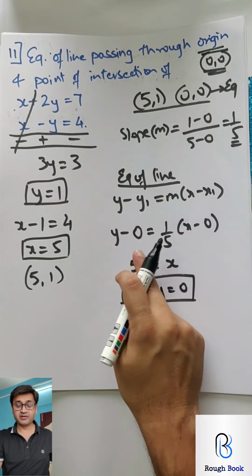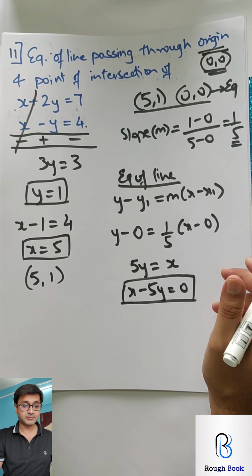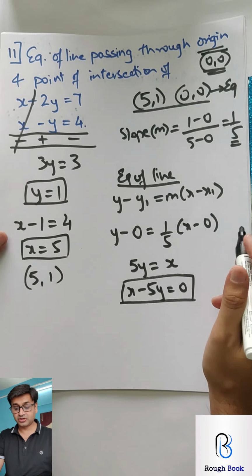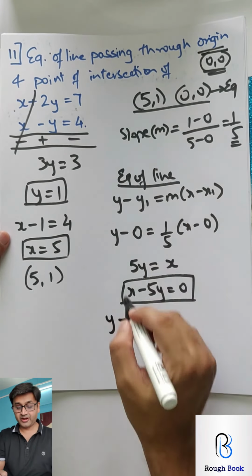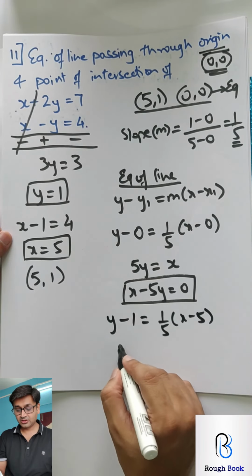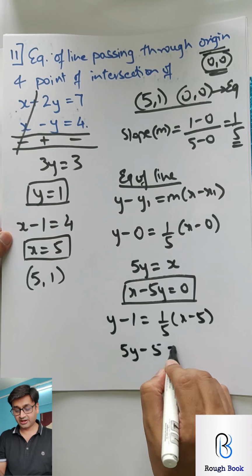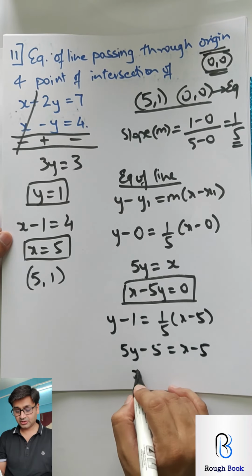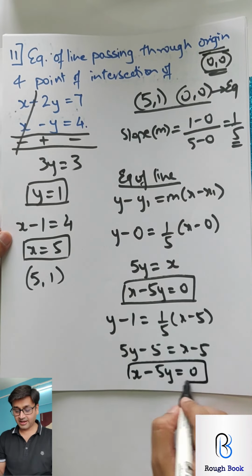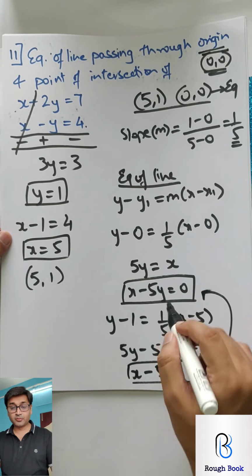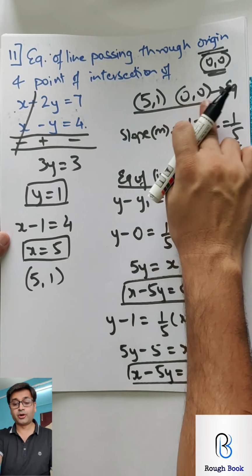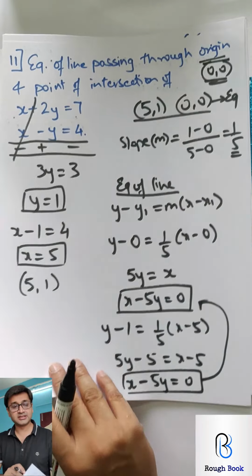Can you try with 5 and 1 over here and see if you get the same answer? Who's trying it for me, please? We're just trying to understand whether our logic is correct or not. Let me check. If I take this one as x1, y1, so 1 by 5 times x minus 5. So 5y minus 5 equals x minus 5. So I get x minus 5y equals 0. Did I manage to get the same answer? You're not supposed to do both. Do any one, that is enough. I'm just trying to show you that whichever point you take, the answer remains the same.